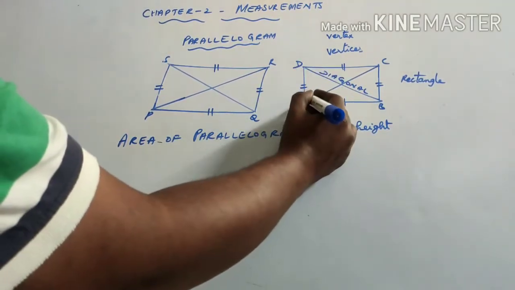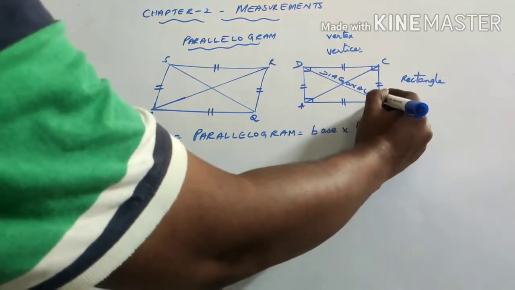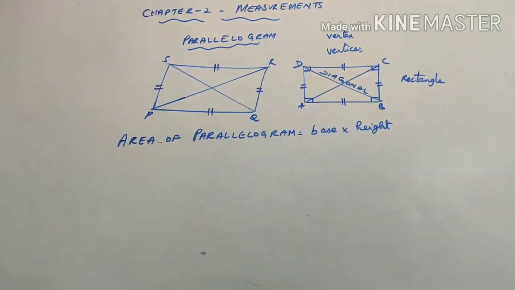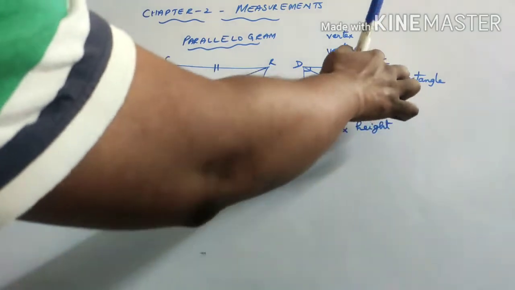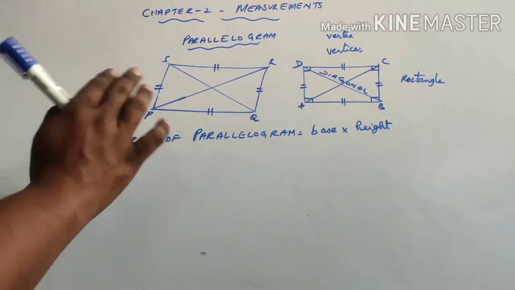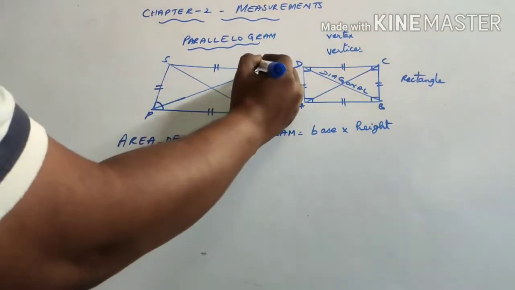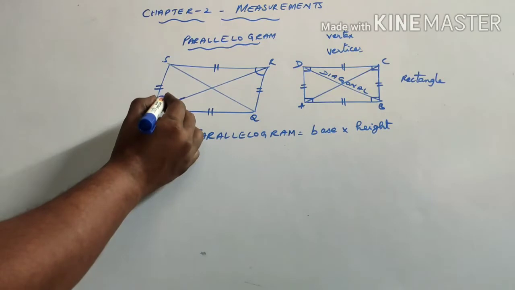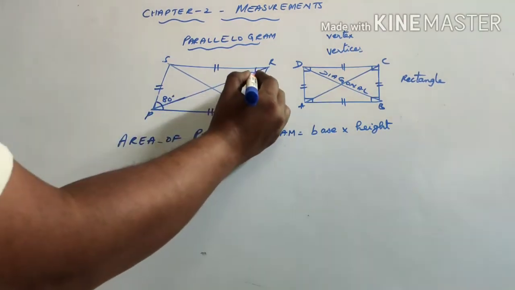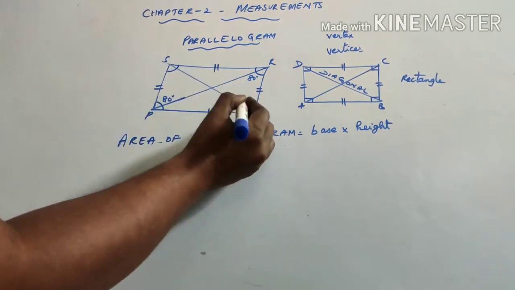In rectangle, all the angles will be 90 degree. Okay, angle A, angle B, angle C, angle D, everything will be 90 degree. But here the angle differs. Only the opposite angles are equal. This angle will be equal to this angle. For example, if this is 80 degree, this angle also will be 80 degree. And this angle will be equal to this one.